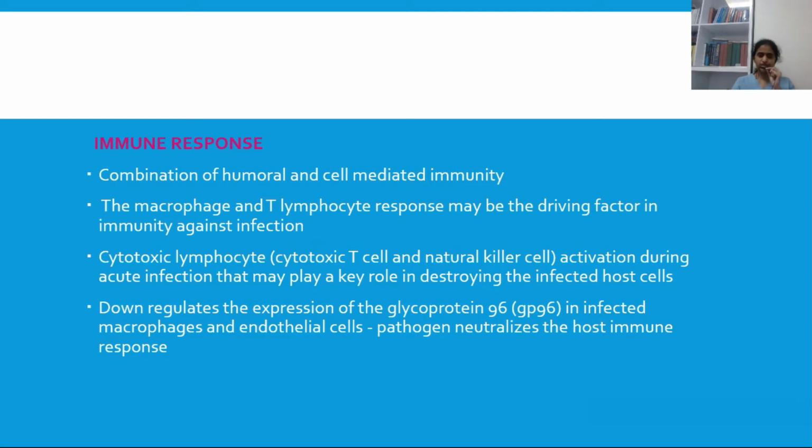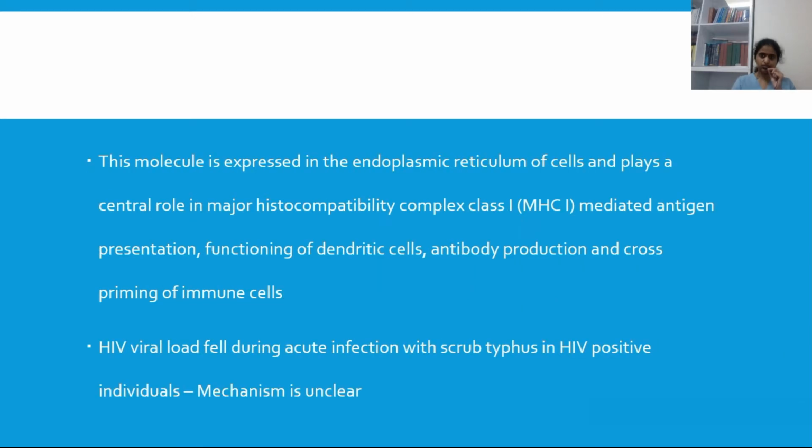By the end of the first week, the immune system will get activated and try to eliminate the bacteria. Both humoral and cell-mediated immunity participate in eliminating the bacteria, but this bacteria will downregulate the expression of glycoprotein 96. This molecule is present in the endoplasmic reticulum of the cells. It plays a major role in defense against the bacteria. It plays a central role in major histocompatibility complex mediated antigen presentation, functioning of the dendritic cells, antibody production, and cross priming of the immune cells.